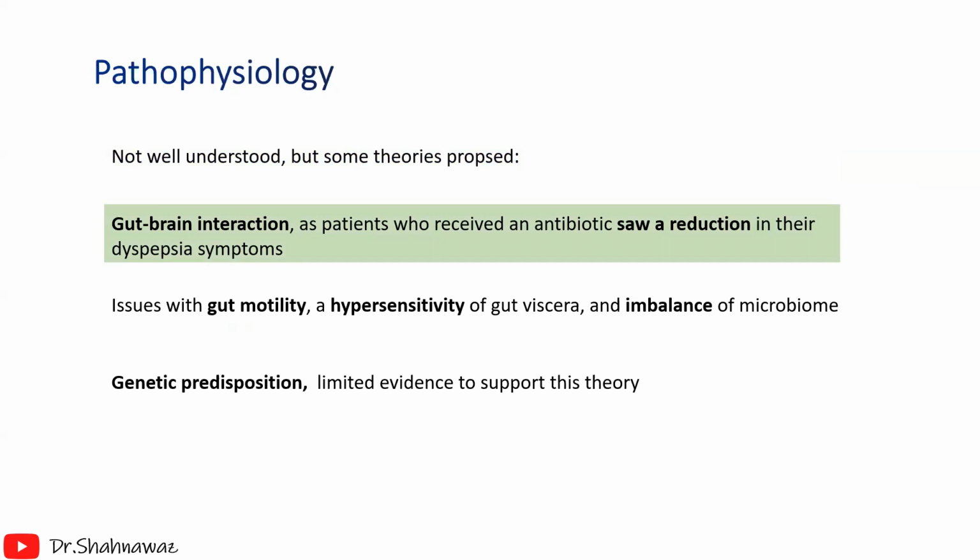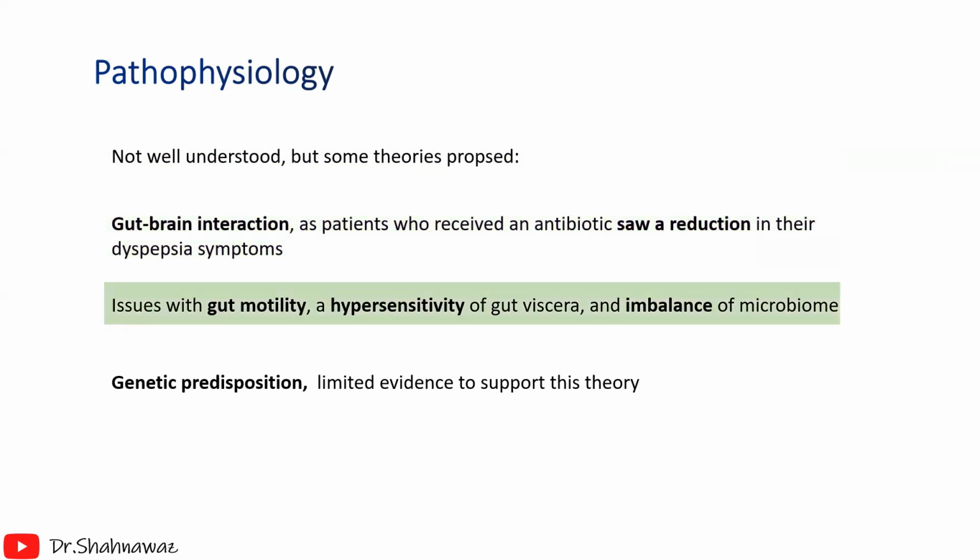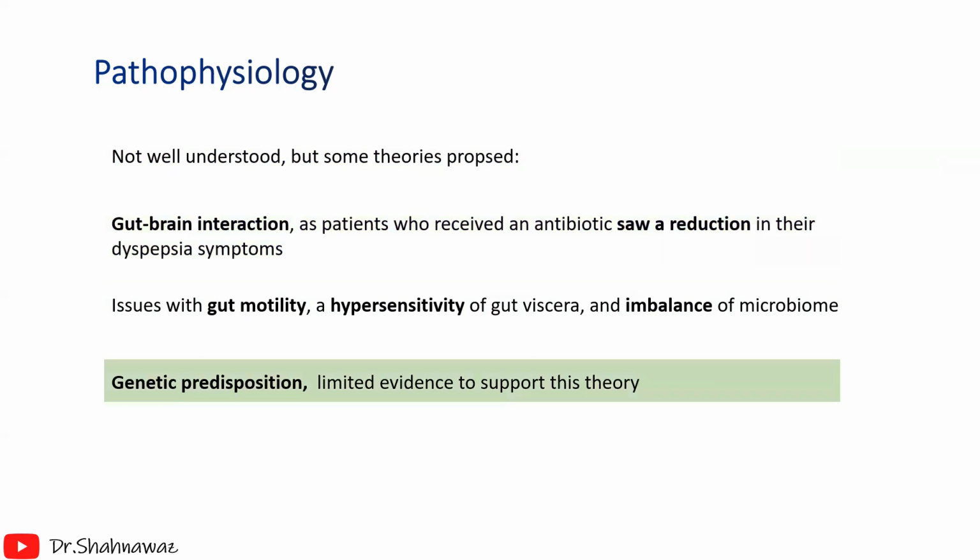And in the pathophysiology, there are many theories that have been proposed for dyspepsia. The gut-brain interaction is important. In the gut-brain interaction, we see that if some patients have received an antibiotic, they feel a reduction in their symptoms. There could be psychiatric problems in that patient. We also see that gut motility problems may be present, or the gut viscera could be hypersensitive, and microbiome imbalance may be present. We also talked about genetic predispositions like HLA.